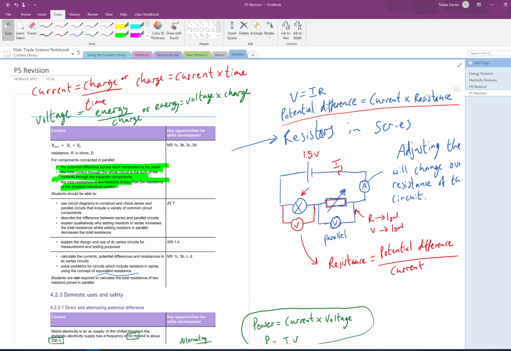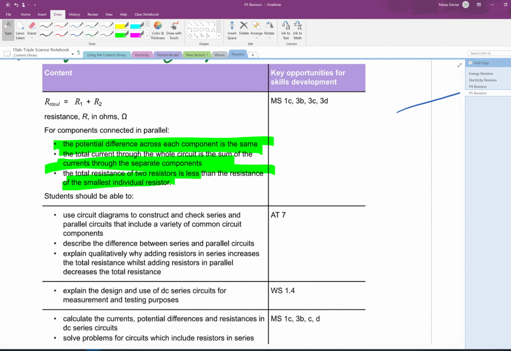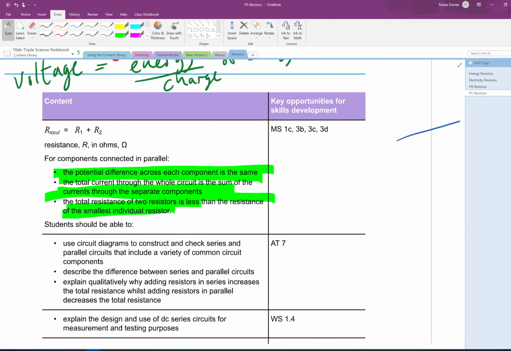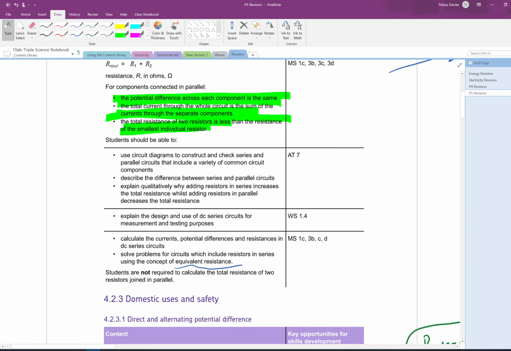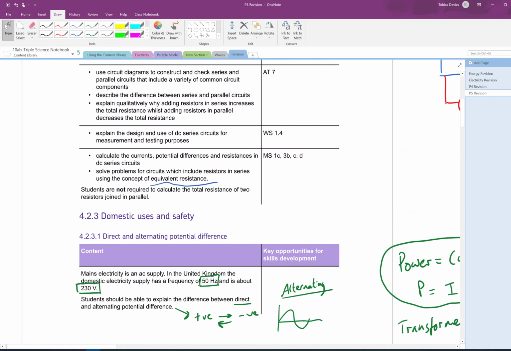So we've got here the parallel rules. Your parallel rules are pretty useful. Potential difference across each component is the same. And apologies for what I said just now, because it's down here that your P5 starts. So that's P5 if you're referring to textbook chapters in the main textbook.